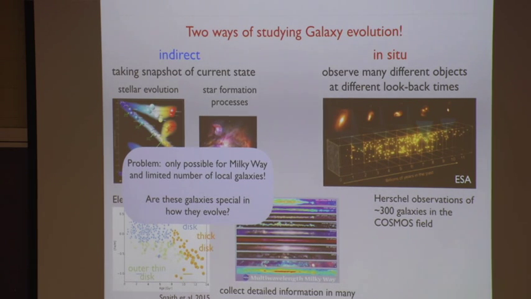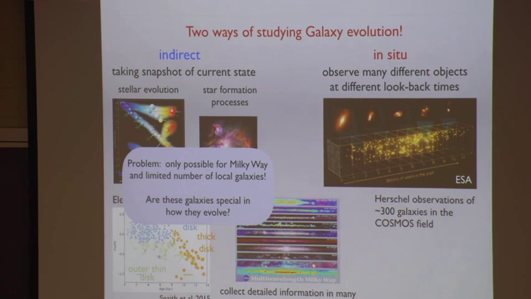So we can use a different approach, and that's in situ, meaning we observe many objects at many different times, and then we derive average parameters of these objects at these times and try to describe the evolution that way.